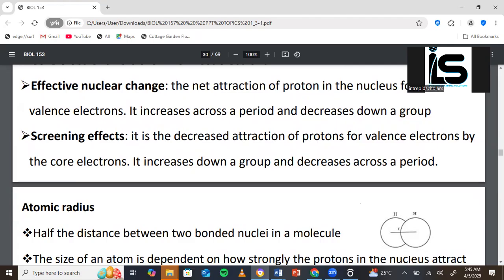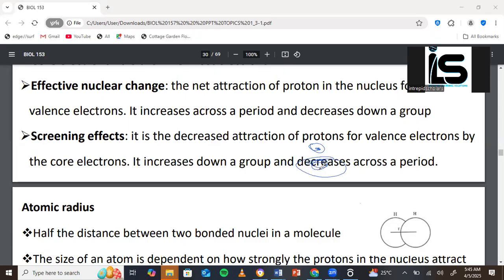Now, let's look at the trend down the group and across the period. Down the group, more shells are added. If you have hydrogen, it has just 1 shell apart from the nucleus. If you come down, you get lithium that has 2 shells.